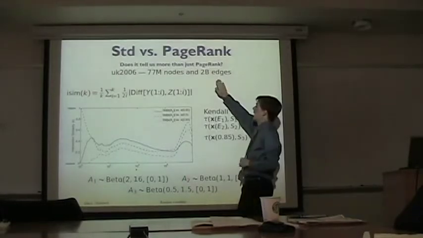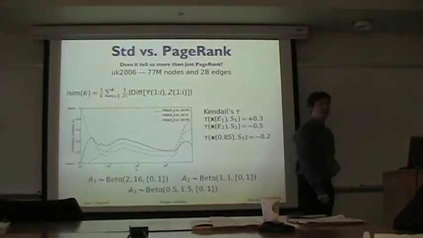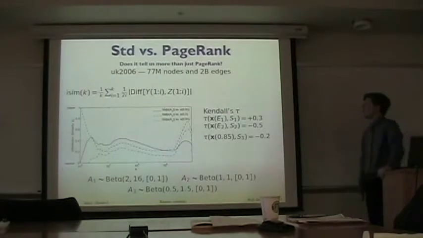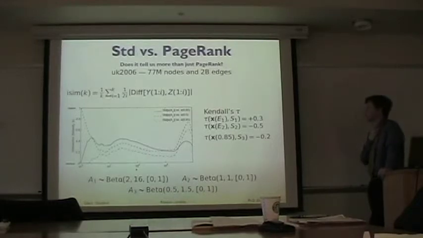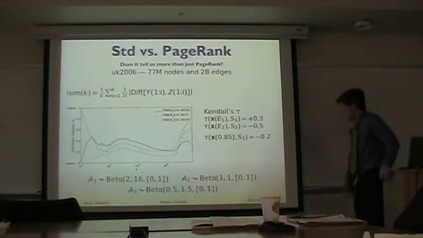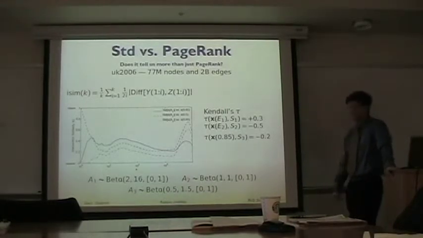And we'll look at these on an actual web graph. So this is a crawl of some domains in the United Kingdom from 2006. That's part of a spam ranking challenge that I'll get to a little bit later. It's got 77 million nodes in that graph and around 2 billion edges.